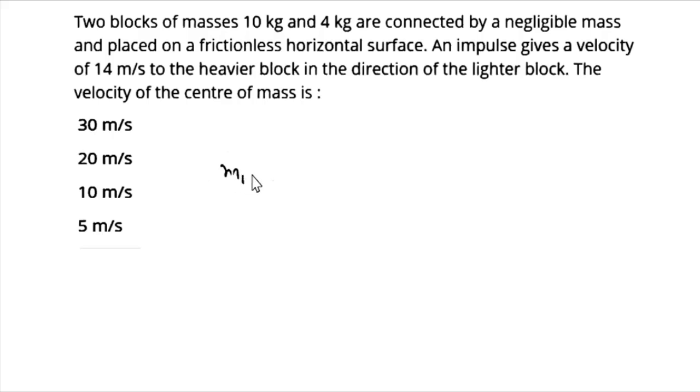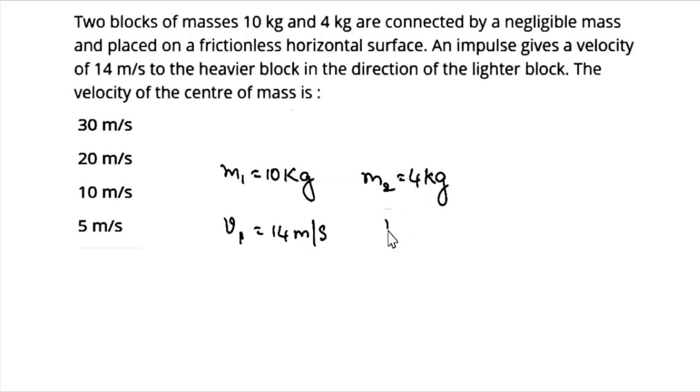See m1 is 10 kg, m2 is 4 kg. So they are connected by a horizontal surface. So an impulse gives a velocity of 14 meter per second to a heavier block. Heavier block means 10 kg mass. So 10 kg mass the velocity is 14 meter per second. So V1 is 14 meter per second. In the direction of lighter block, the velocity of the center of mass.